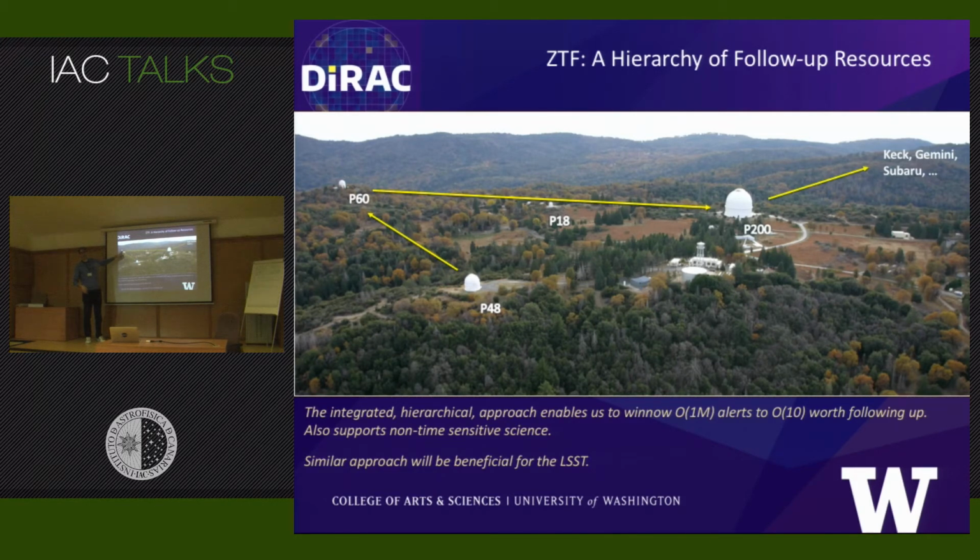Candidates go to P60 to get a rough spectrum. If something is interesting, if one of the candidates turns out to match criteria that we care about, it gets sent to P200, so that's the Palomar 200-inch, the 5-meter. Observations are taken there. If that, again, adds evidence that this is an interesting candidate, then all these other telescopes get triggered. So Keck, Gemini, Subaru have Apache Point, we have LCOGT follow-up, and so on and so on.